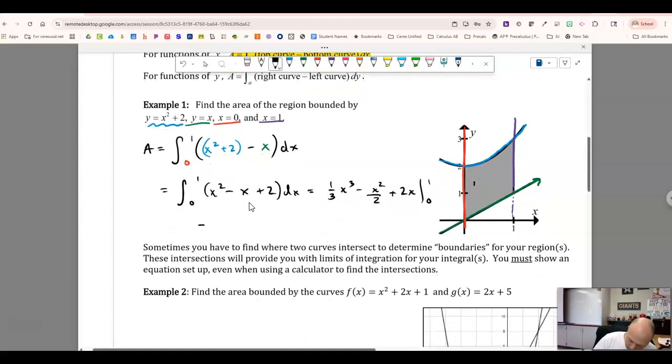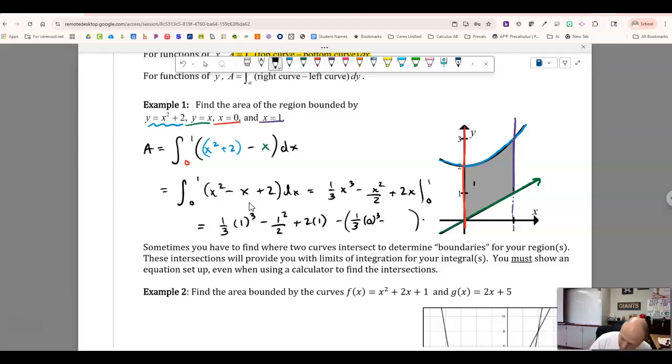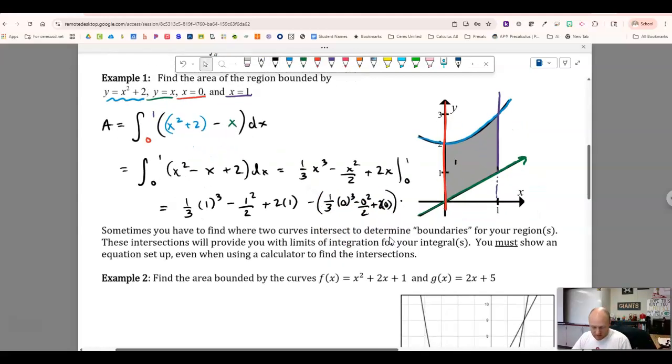And we can plug in our upper bound, and we get 1/3 times 1 cubed, which is just 1/3, minus 1 squared divided by 2, which is just 1/2, plus 2 times 1, which is just 2. Again, minus, now I have all this, and I'm going to subtract all of this. So I have 1/3 times 0 cubed minus 0 squared over 2 plus 2 times 0. And I know, again, all of this goes to 0. This is what we call trivial. It'll all disappear. But what if it does not? Sometimes we have some terms in there that don't.